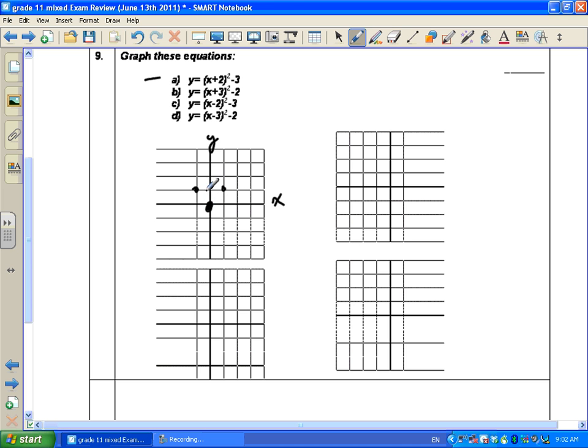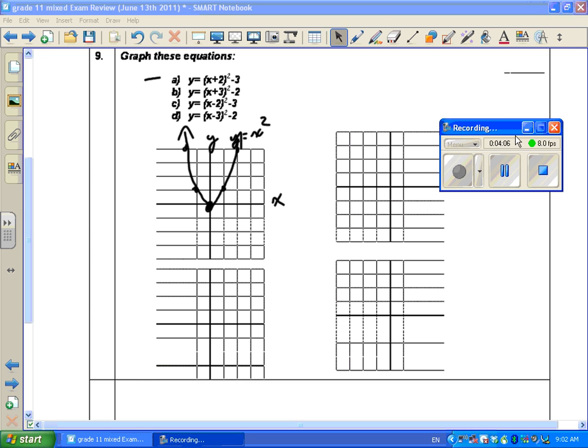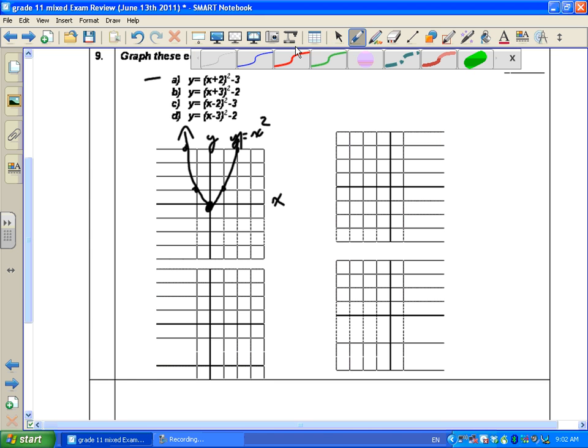So I'm going to draw the original, okay? This is y equals x squared without any shifts. Over 2, up 4. 1, 2, 3, 4. So this is our normal graph. Okay, so that's our normal one.